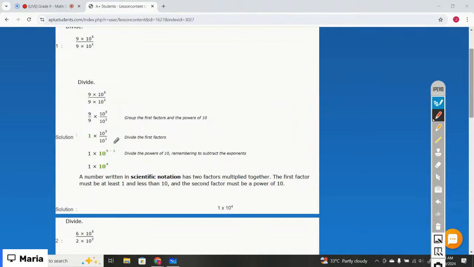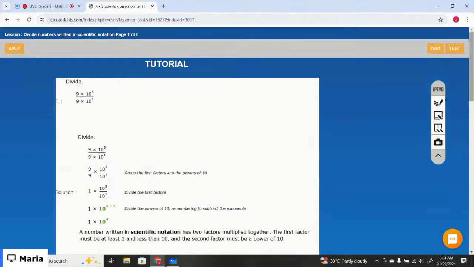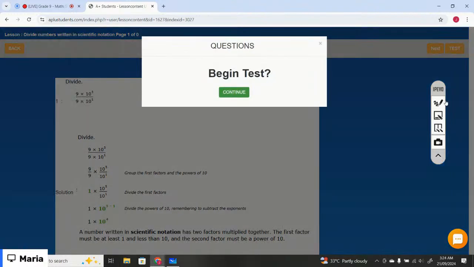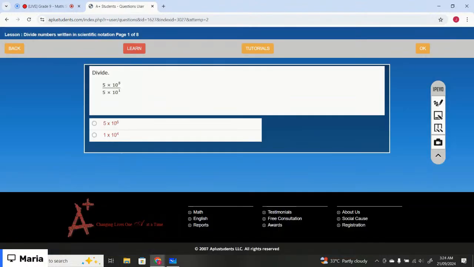When you're dividing the powers of 10, they have the same base, right? Though their exponents are different, you have to subtract the exponents. You can do 10 exponent 5 minus 1. So that is 1 times 10 exponent 4. Got it? Let's just start with the test questions. You can have a look at the tutorial by yourself later today.